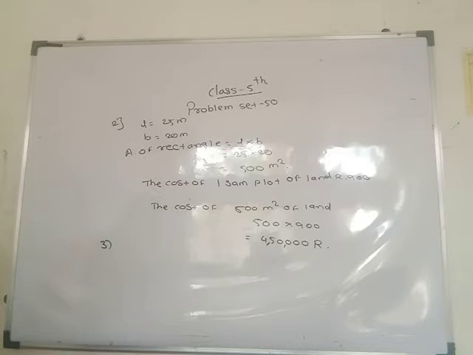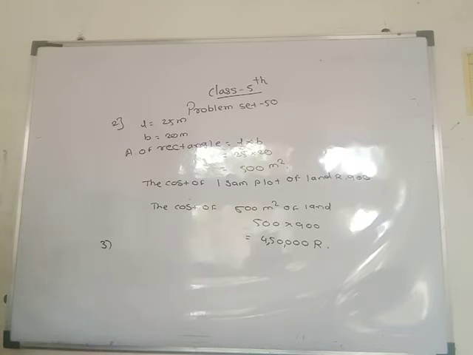The side of a square is 4 cm. The length of a rectangle is 8 cm and its width is 2 cm. Find the perimeter and area of both the figures. Here the side is given, and length and width are also given.